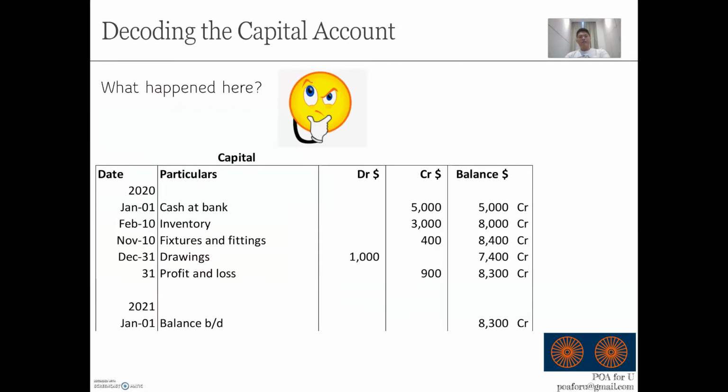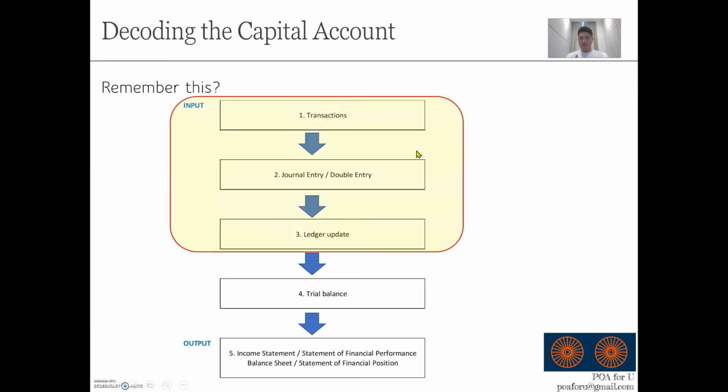All right, let's look at this. This is a typical capital ledger, capital account, whatever you want to call it, they're the same, right? And there are some movements in here, different dates, debits, credits, and stuff like that. So what's actually happening here? Can we try and decode this? Now, for you to try to figure out what's happening here, you need to remember this.